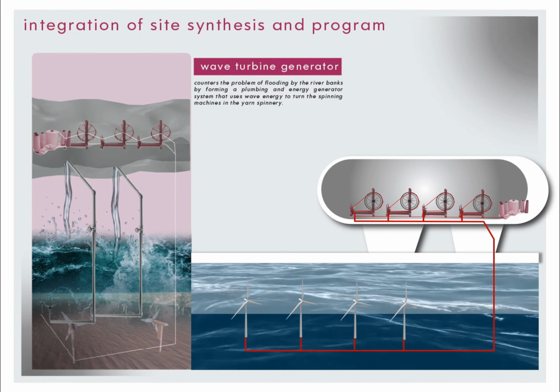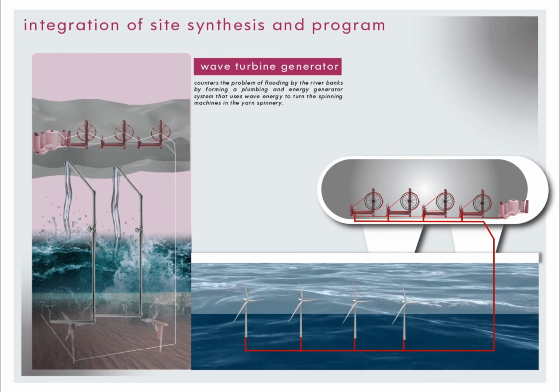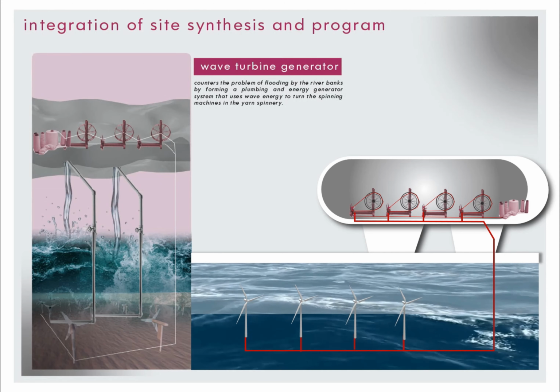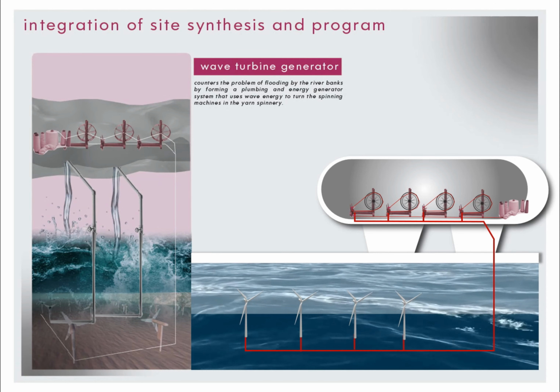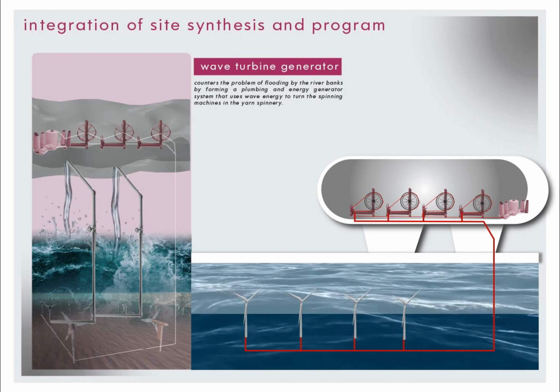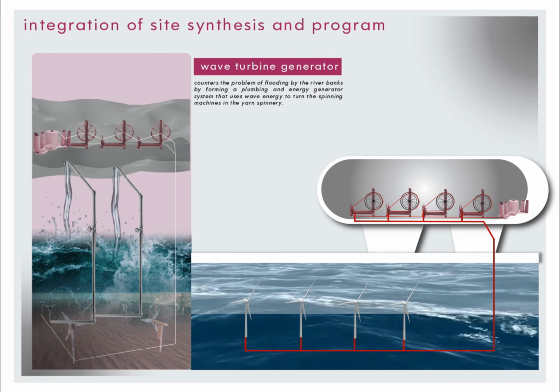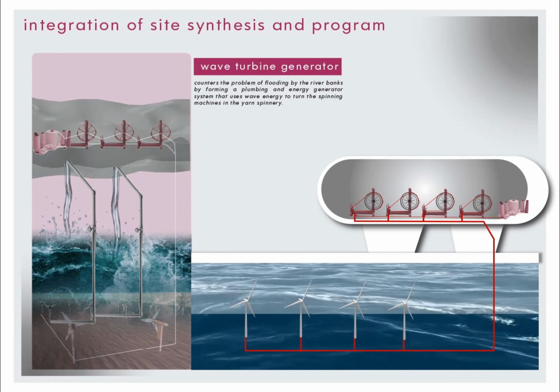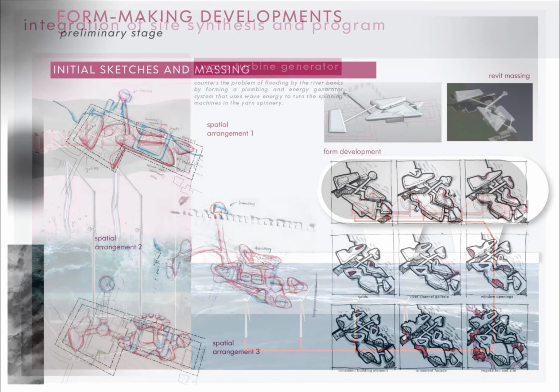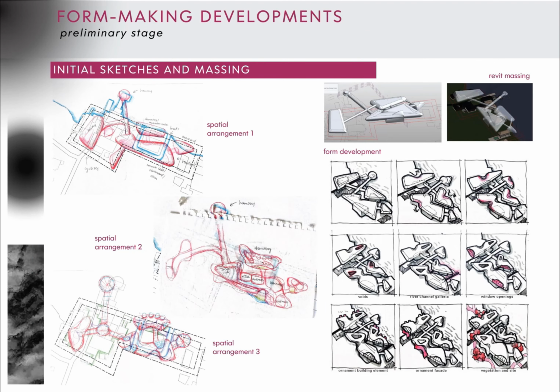Lastly, the placement of wave turbines will be able to counter the problem of flooding by the riverbanks by forming a plumbing and energy generator system that uses wave energy to turn the spinning machines in the yarn spinnery. With the program planned out, initial sketches and digital masking are made to kickstart the form-making developments, with attention given to its internal spatial arrangement as well as relation to its external environment.